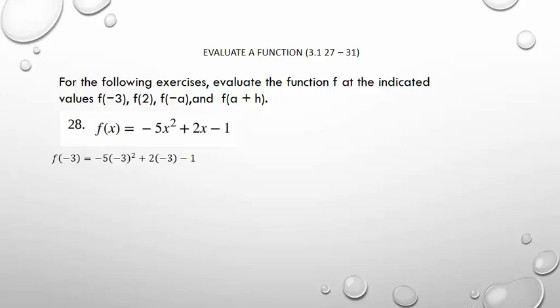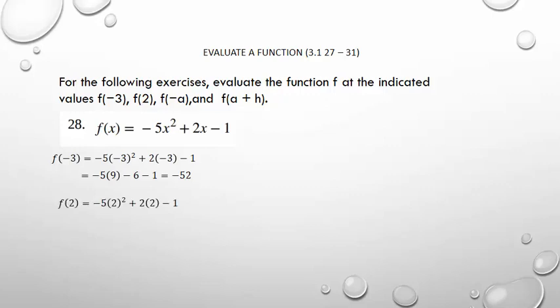So if I want to do f of negative 3, I just take x out and plug in negative 3. So we'd have negative 5 times negative 3 squared plus 2 times negative 3 minus 1. So we take out every x and plug in our input of negative 3. If you evaluate that, you get negative 5 times 9 minus 6 minus 1, which will work out to be negative 52.